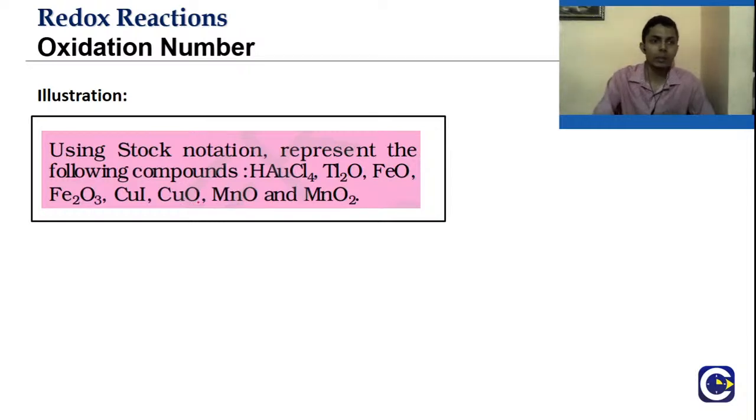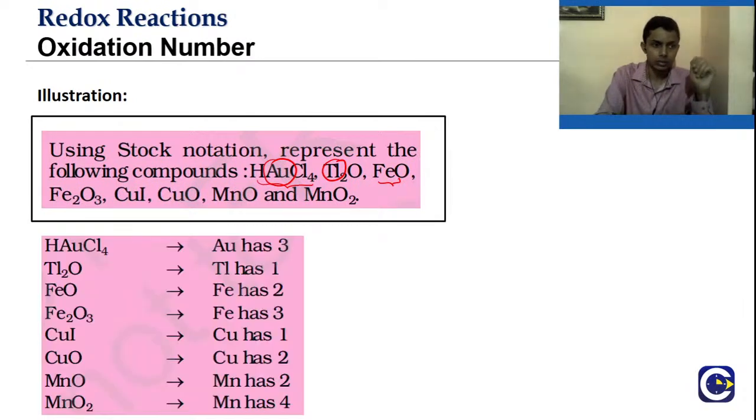Here are a few examples for which you need to find out the oxidation number of transition metals. For example, here gold, or here titanium, iron. For all of these, you have to find out the oxidation number and write it down in Roman numeral. That is Stock notation. Try finding it out.